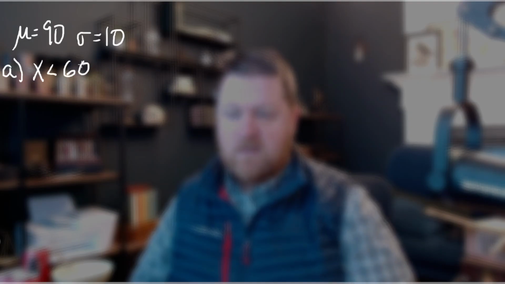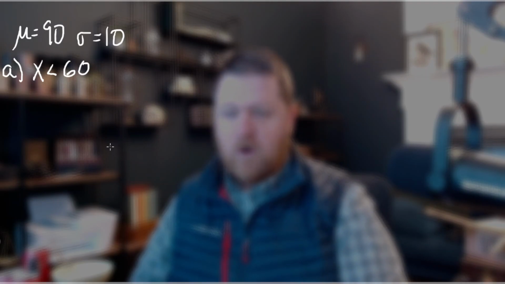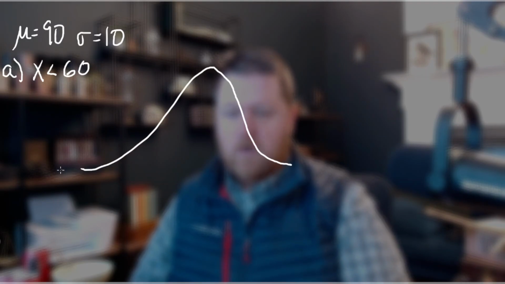So again here, let me write up here at the top. We know that mu is 90, and we know that sigma is 10. Okay, so then we want to find the probability. We want to find the probability that x is less than 60. Okay, let's draw our picture. We're always going to draw our picture here.